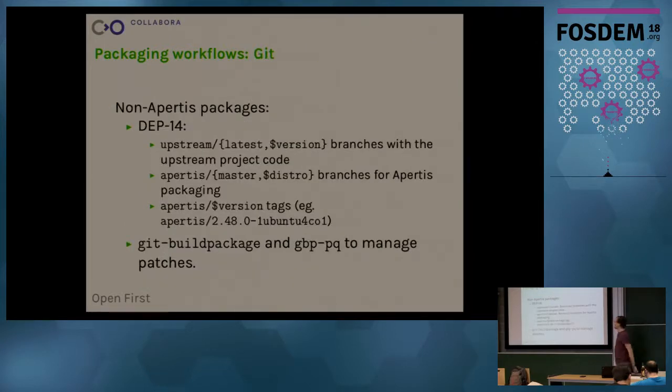Those packages, like I mentioned, systemd, dbus, and mesa, and so on. So for non-Apertis packages from Debian and Ubuntu, we use the deb14 format from Debian. So we have upstream and Apertis namespaces for tags and branches. Obviously, when we reuse the Git repositories from Debian, we also have Debian/something tags and branches in the repositories normally, and we use git-build-package and gbp pq to manage the patches in the repository.